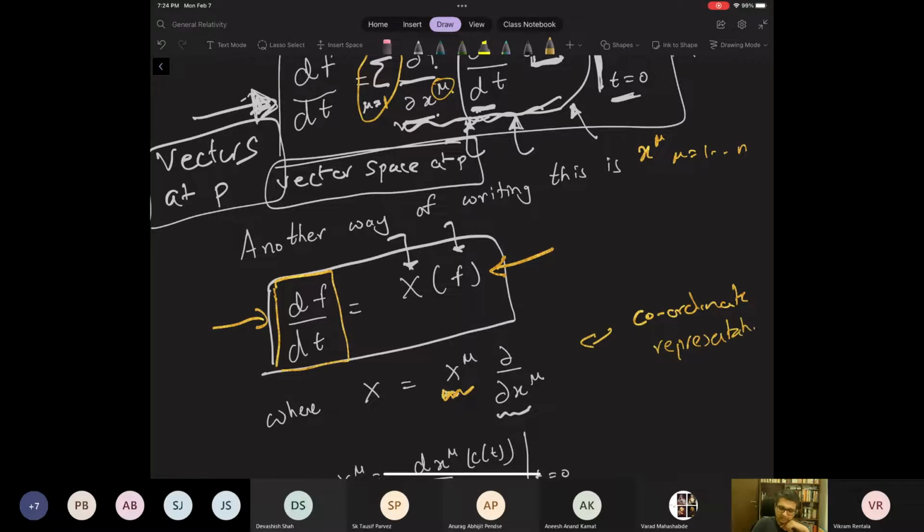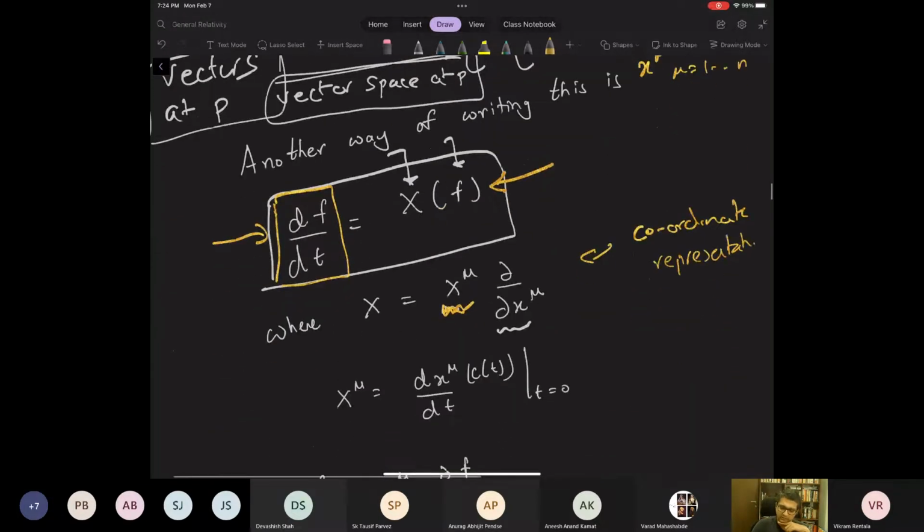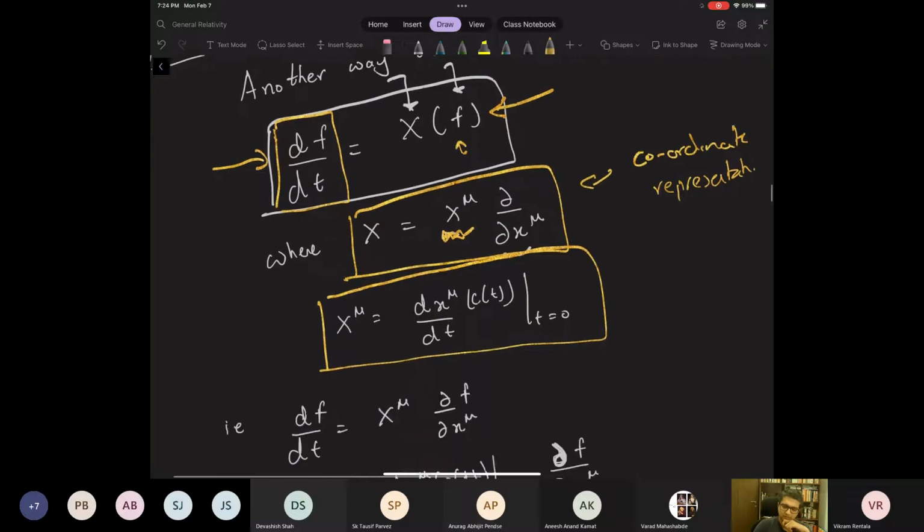Okay, and what is this capital X mu? This capital X mu is just this quantity. So I've just called this X mu. This is dx mu dt along the curve c of t, evaluated at t equals 0. So this is the operation that we're performing on the function f, and when we perform it on the function f, it gives us df dt.